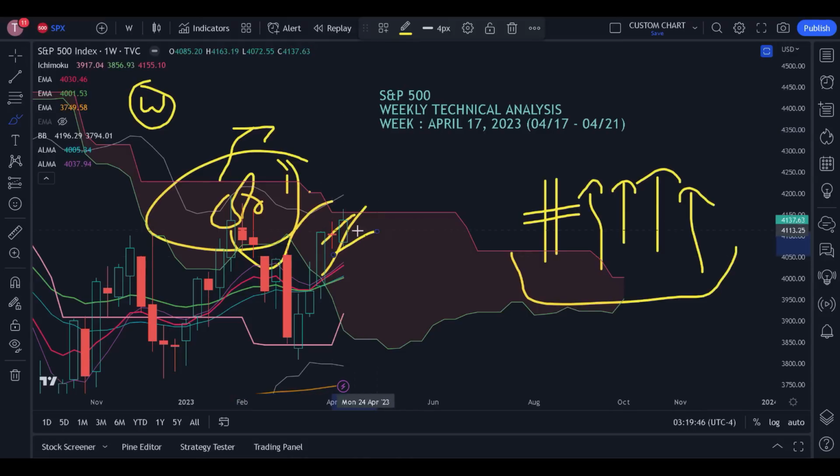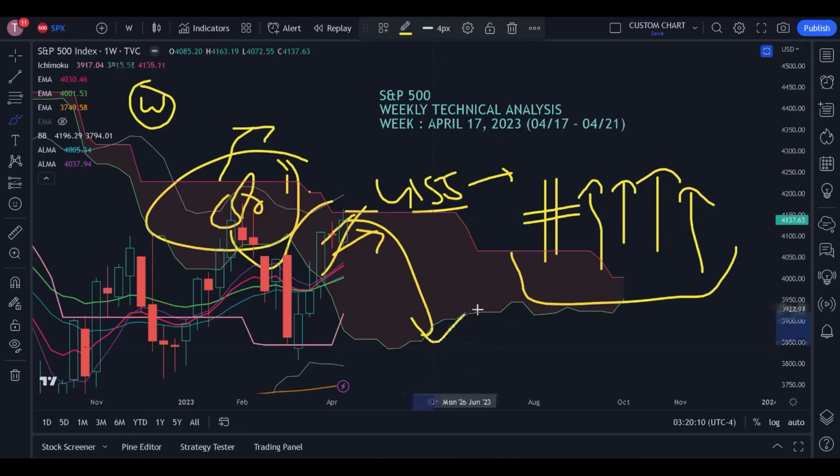This means that for now the S&P 500 is in a short term bullish trend, and it is expected to continue the short term bullish trend as long as it is able to hold and sustain above 4155. It means in the next week we are looking for a closing above 4155. If that does not happen, in that case, a reversal.